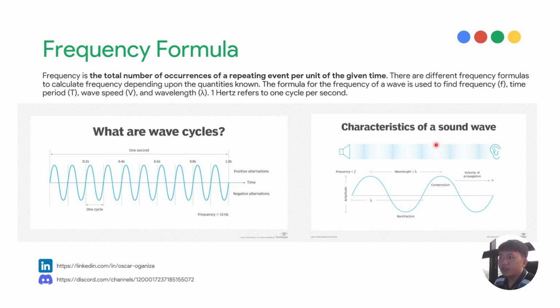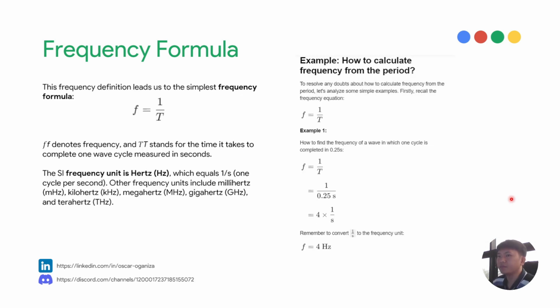We also have the characteristics of a sound wave. We have the frequency, the wavelength, and the velocity of propagation. Again, the y-axis or the frequency domain here is, for example, amplitude. It depends on what frequency domain we will use. But for us, we will be using the y-axis as the frequency domain and the time for the x-axis as the time domain. So let us see this frequency formula.